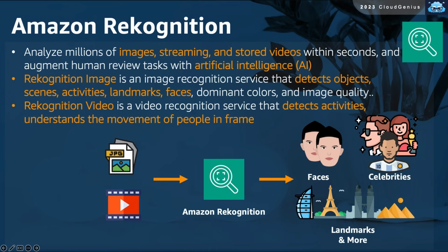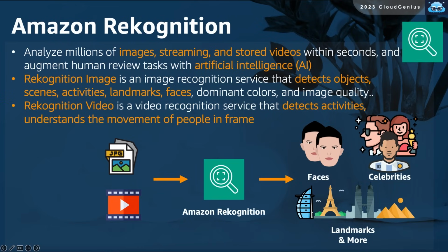Rekognition Video, on the other hand, extends the capabilities of Rekognition to analyze videos. It can identify objects, scenes, and faces in video frames, track people or objects across frames, and perform facial analysis on individuals throughout the video. This allows you to extract valuable insights from video footage, such as demographic information, sentiment analysis, and activity recognition. For instance, a media company can use Rekognition Video to automatically detect and tag specific scenes or objects in a video, making it easier to organize and search video content.